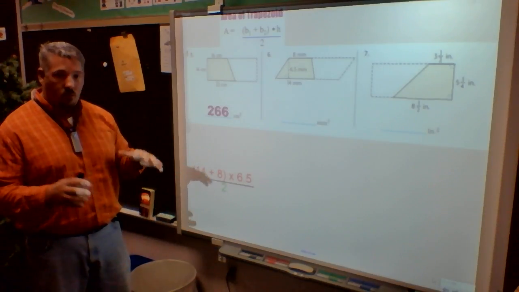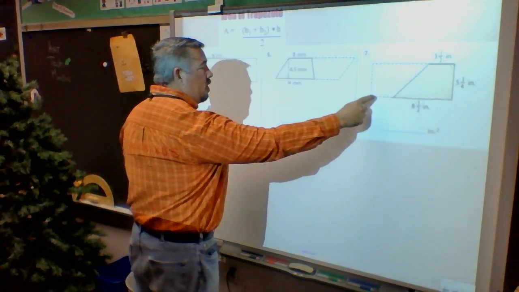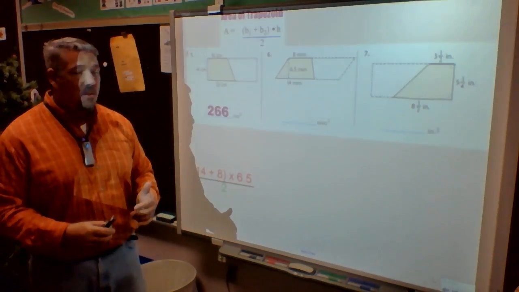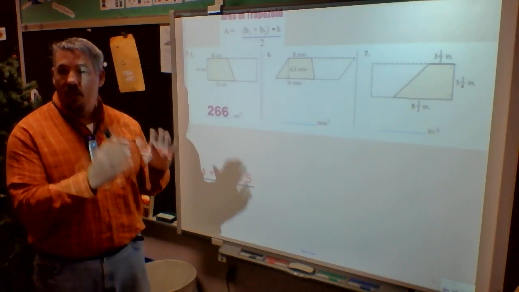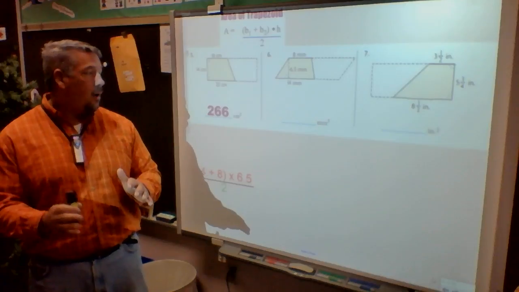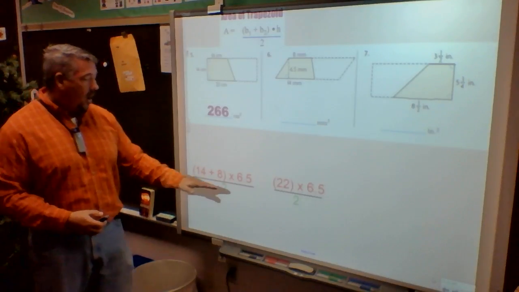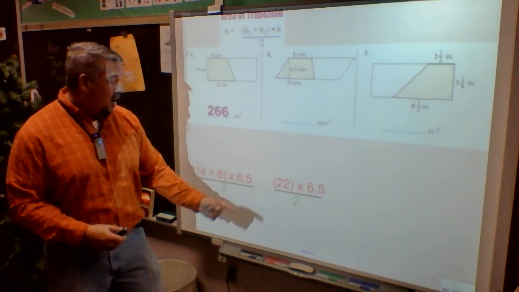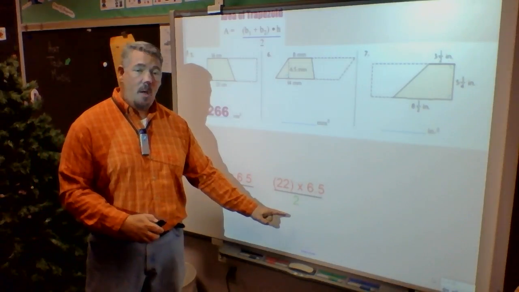Once again, why do we divide it by 2? As they show you on every single one of these problems, these dotted lines are showing you that they would make a parallelogram, and we don't need the whole measurement of a parallelogram, we just need the measurement of half of it. That's why it's times 1/2 or dividing by 2. So I do the math inside the parentheses. I end up with 22 because 14 plus 8 is 22. I know I'm going to multiply that by 6.5. Then I'll divide by 2.